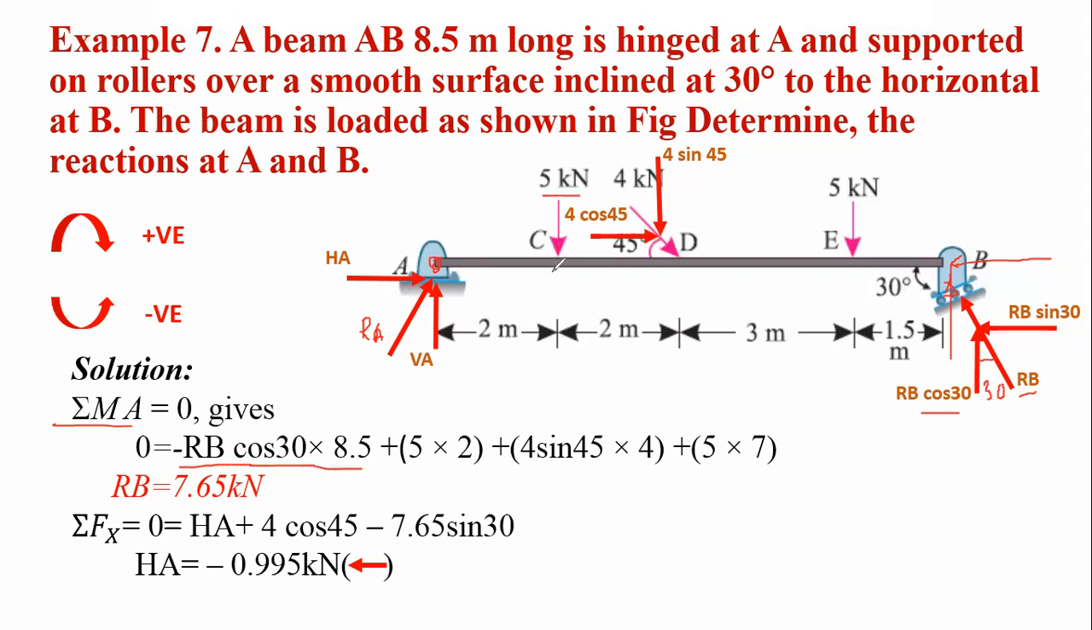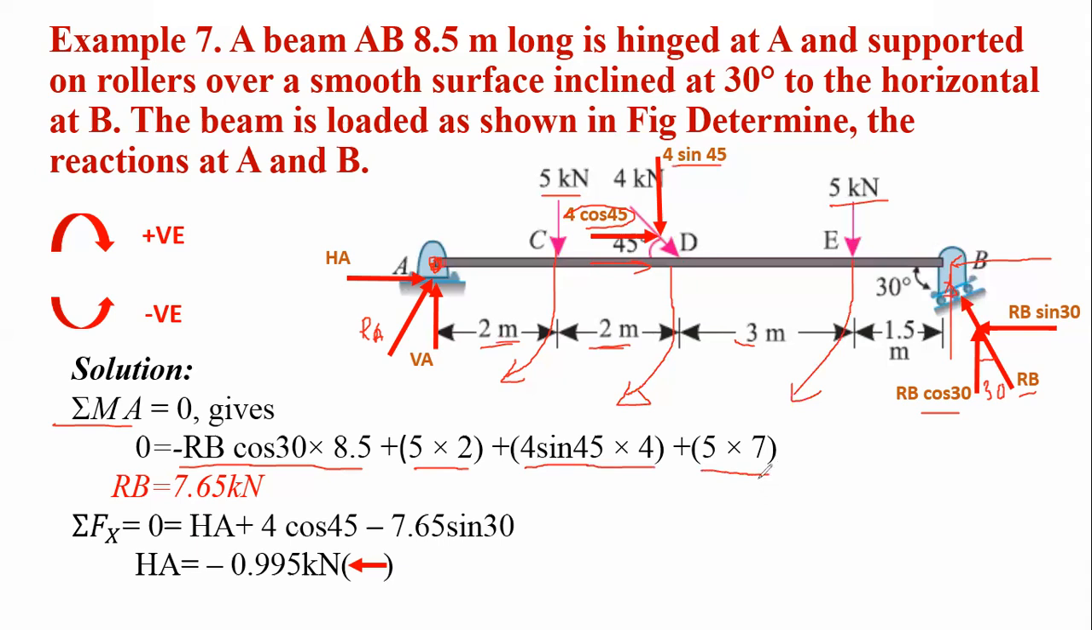Now this 5 kN force makes a clockwise moment about point A, and the perpendicular distance is 2. That's why 5 into 2. Here the horizontal component of the resolved load passes through the axis of the beam, so the perpendicular distance is 0 and we are not considering this horizontal component. The vertical component has a perpendicular distance of 2 plus 2, which is 4, so 4 sin 45 into 4. And this 5 kN load also makes a clockwise moment about point A, with perpendicular distance 2 plus 2 plus 3, which is 7. That's why 5 into 7.